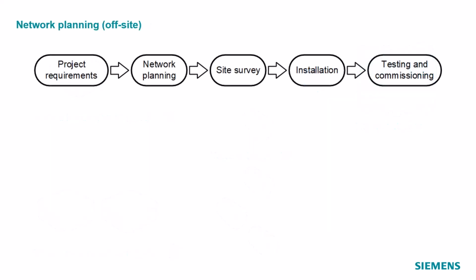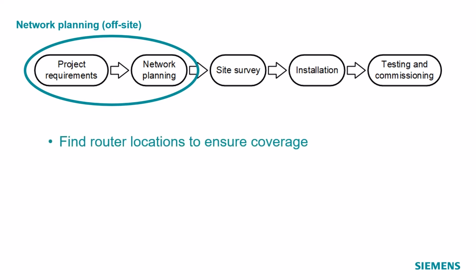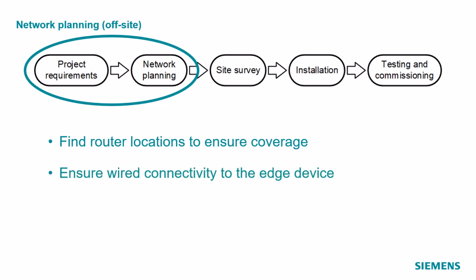We can divide the network planning into an off-site step using building floor plans and an on-site step, the site survey. During the planning, we want to find suitable locations for the thread devices to ensure radio coverage of actuators and wired connectivity from a border router to the edge device.